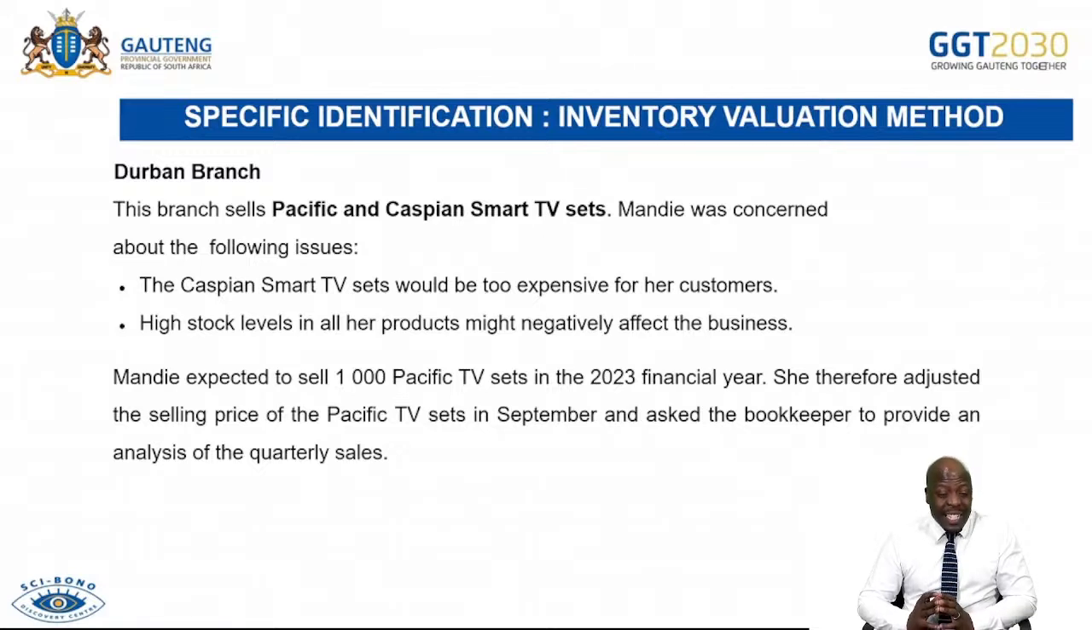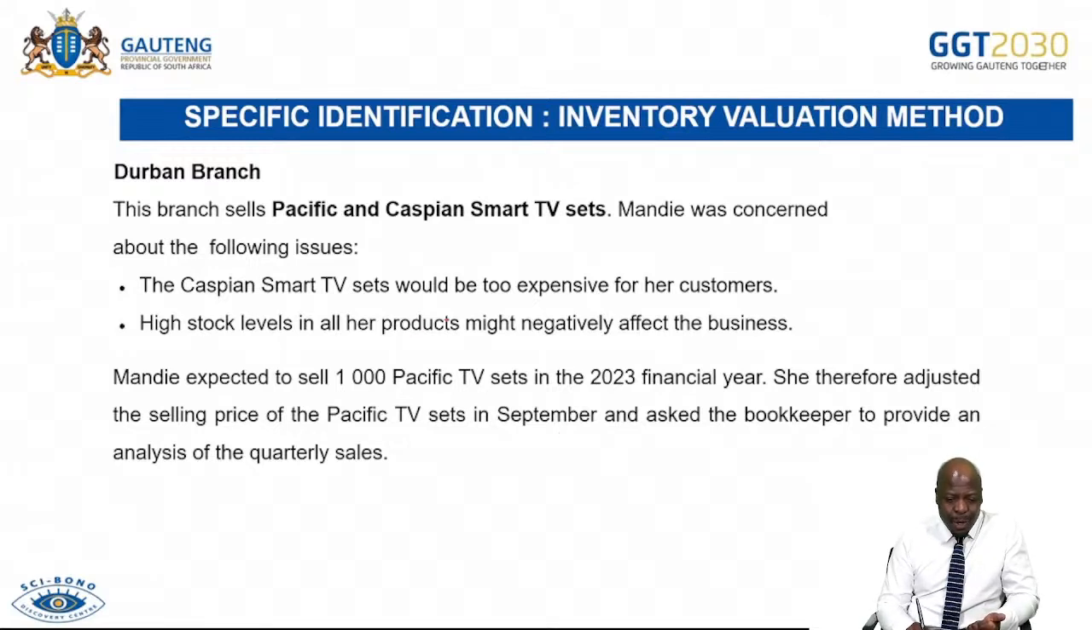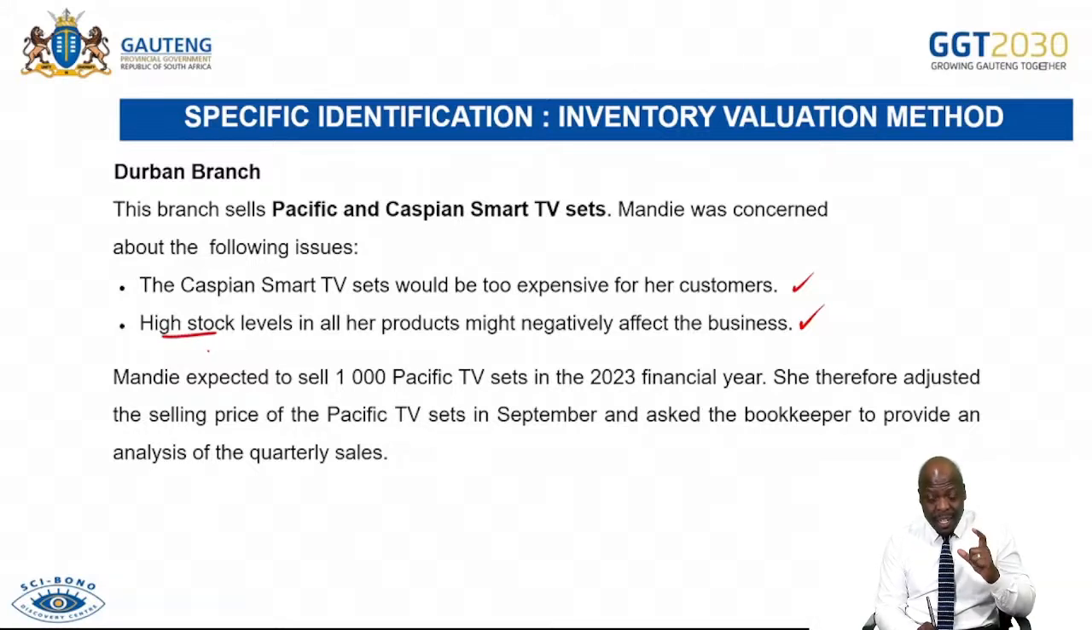Remember, we are on the specific identification method, Durban branch. This branch sells the Pacific and the Caspian smart TV sets. Mandy was concerned about the following issues. Number 1, the Caspian TV would be too expensive for her customers. These are her concerns. And then number 2, high stock levels in all her products might negatively affect the business. Remember, we spoke about stock, high stock levels, and how it affects the business.